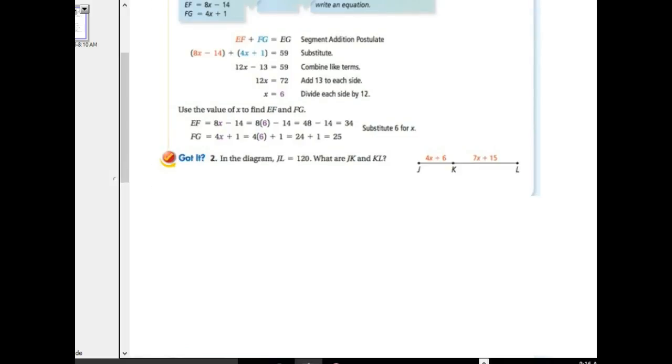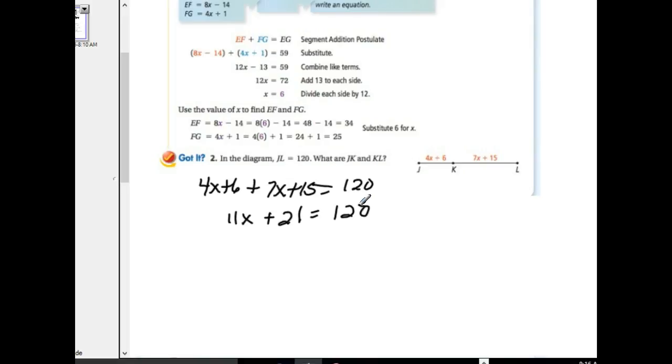All right. So in this diagram, the same as the example, JL is 120. What is JK and KL? Well, remember JK from over here is 4x plus 6. If I add that to KL, which is 7x plus 15, then together, those are going to equal 120. Now, combine like terms, you're going to get 11x, and then 6 and 15 together makes 21, and that ends up being equal to 120.